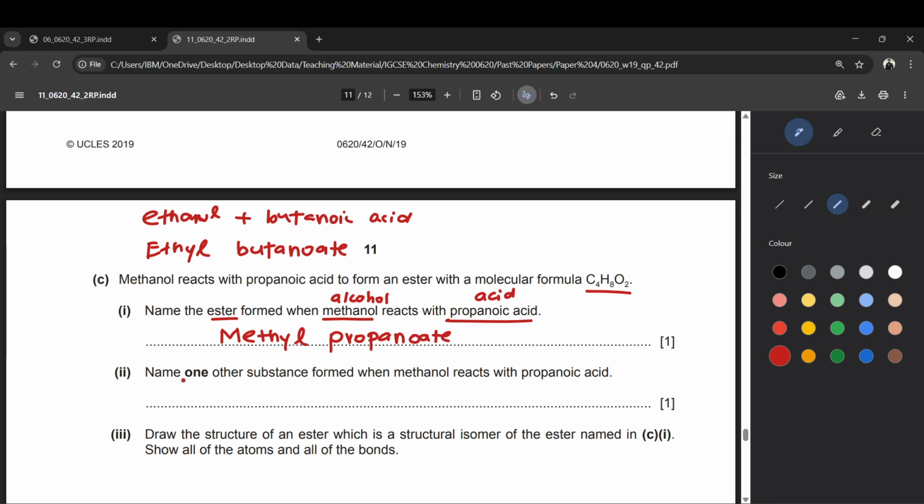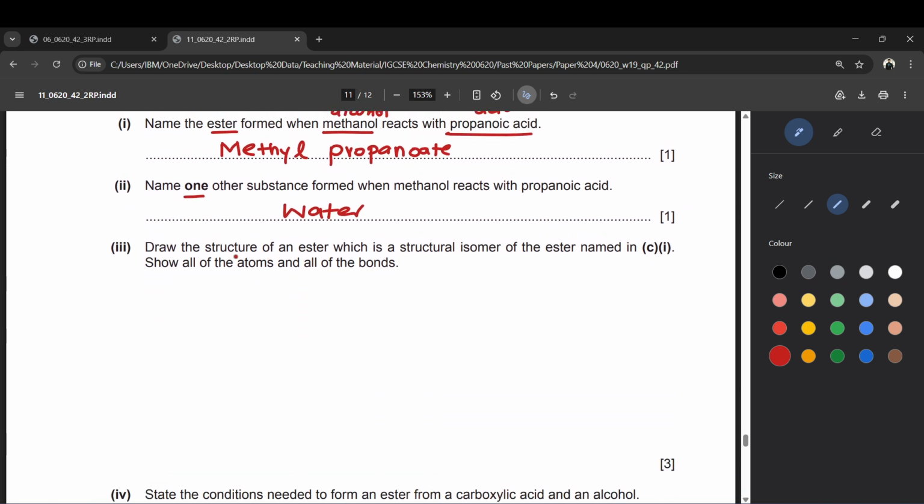All right, now it says name one other substance formed when methanol reacts with propanoic acid. So whenever you have esterification, the process of esterification, another molecule that forms is water. Okay, and I'll show it to you in the next step why water is being formed.